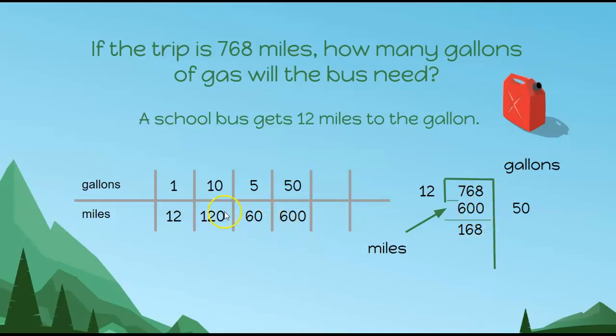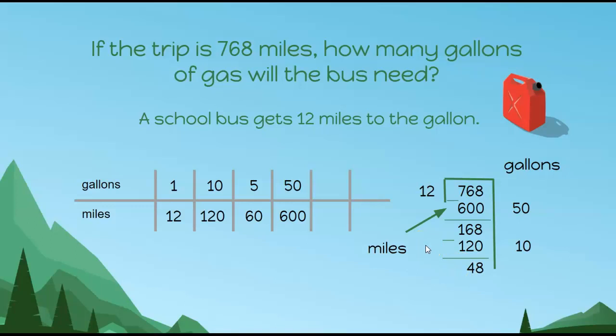I can go back to my ratio table. Hey, look, I have 120 here. Looks like a great number to subtract. So I'm going to put 10 gallons over here. Remember, because these are like my groups of 10 times 12 gives me 120. I subtract out 8 minus 0 is 8. 6 minus 2 is 4. I get 48.